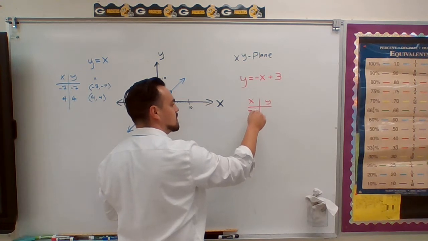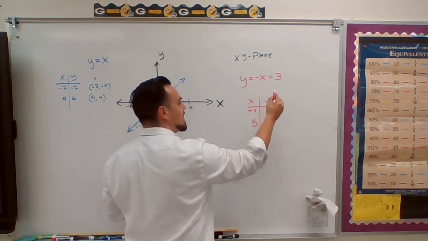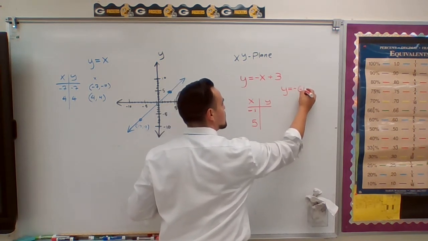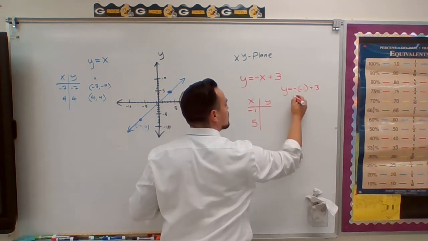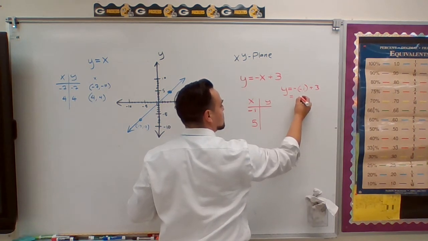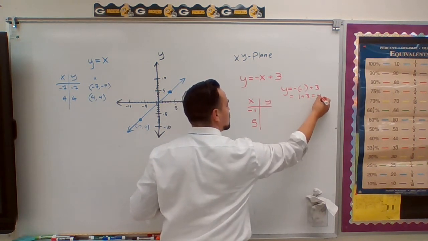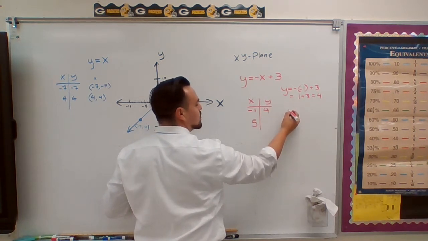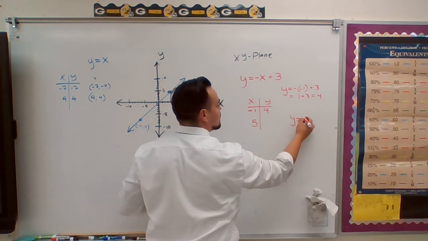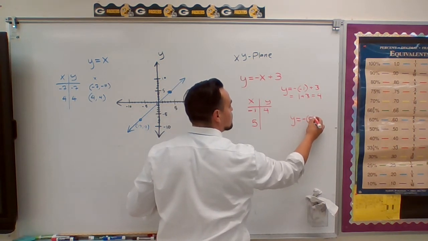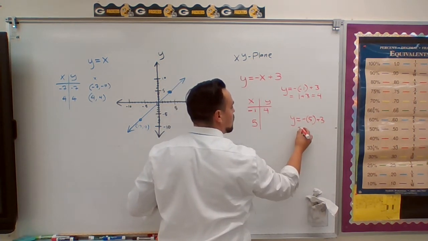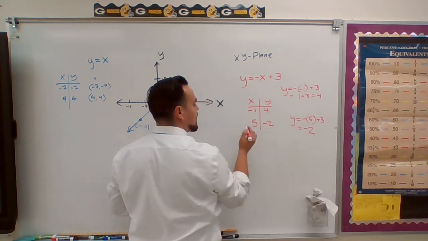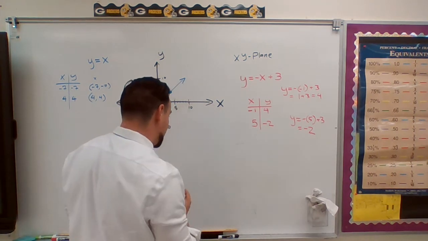Let's go with negative 1 and 5. When x is negative 1, y is going to equal negative times negative 1 plus 3, or negative times a negative is a positive. So 1 plus 3, so y is going to equal 4 when x is negative 1. When x is equal to 5, y is going to equal negative times 5 plus 3, or negative 5 plus 3, also known as negative 2. So when x is 5, y is negative 2.